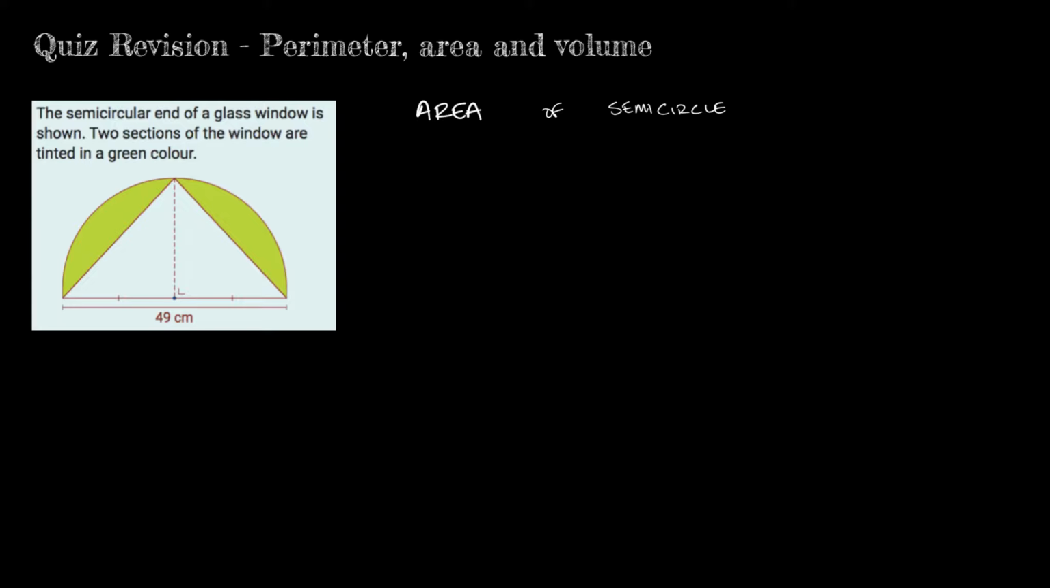So the area of the semicircle will be equal to half the area of a circle, so it'd be 1/2 because it's half of a full circle, and a full circle will be pi r squared. Okay, so the area of the semicircle is half of pi r squared. The radius in this case, it's important that you know which one is the radius. The radius is going to be 49 divided by 2, and that will give us 24.5 centimeters. Okay, so we know that the radius is equal to 24.5 centimeters.